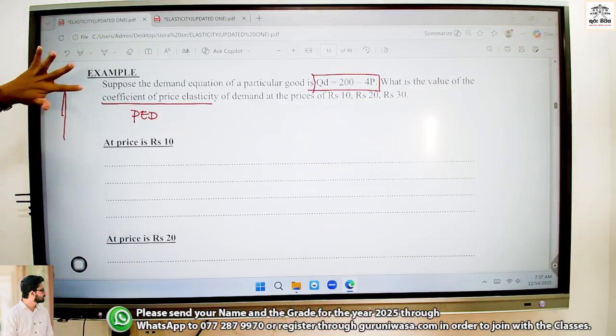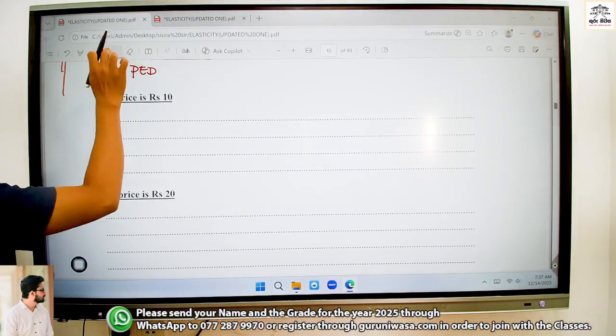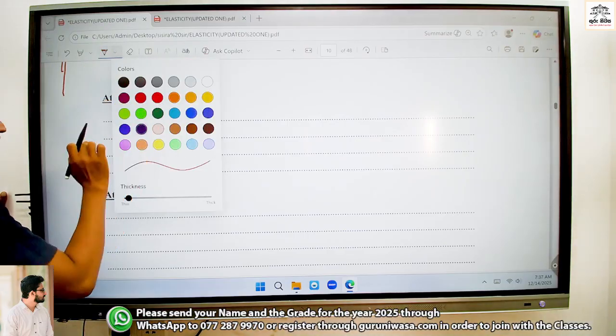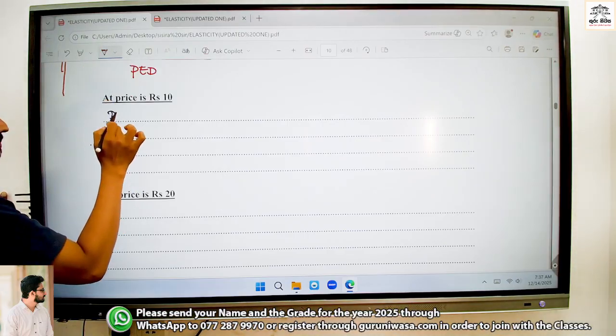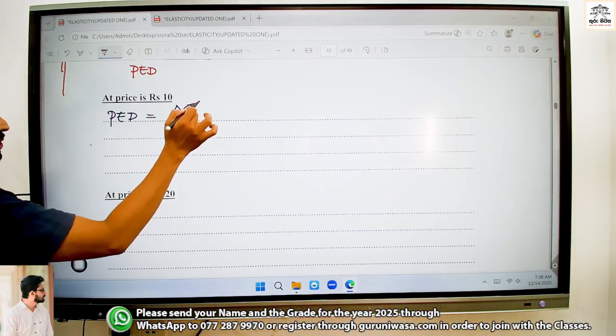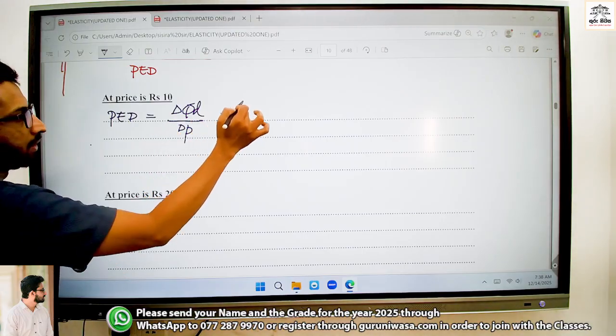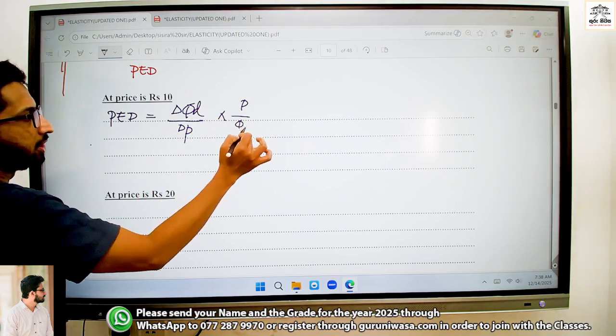At price 10. Write down the equation. How to calculate point price elasticity of demand? Write down the equation. PED equals, look at the board. I'll do it. PED equals delta QD over delta P into P over QD.